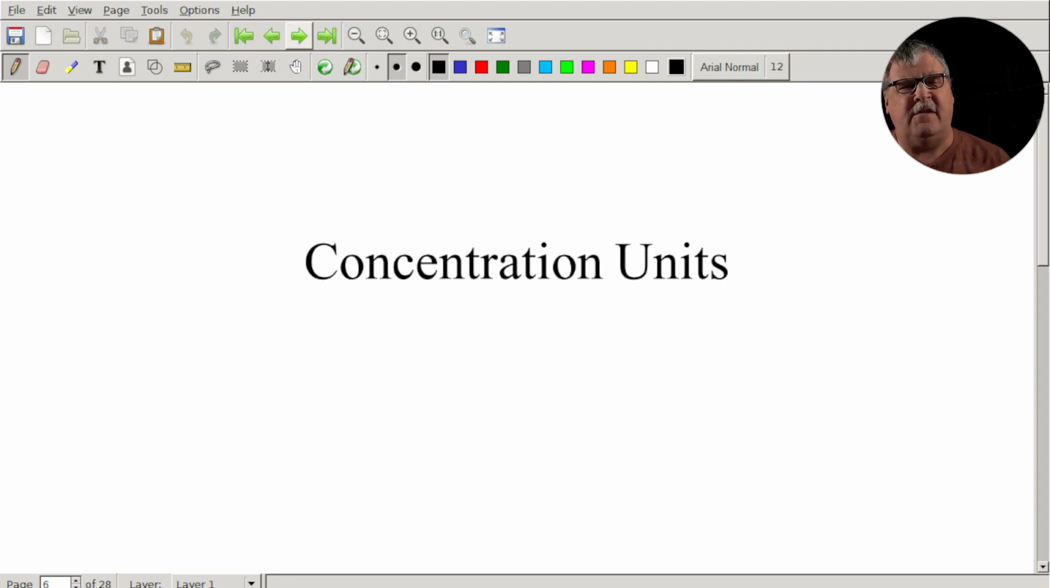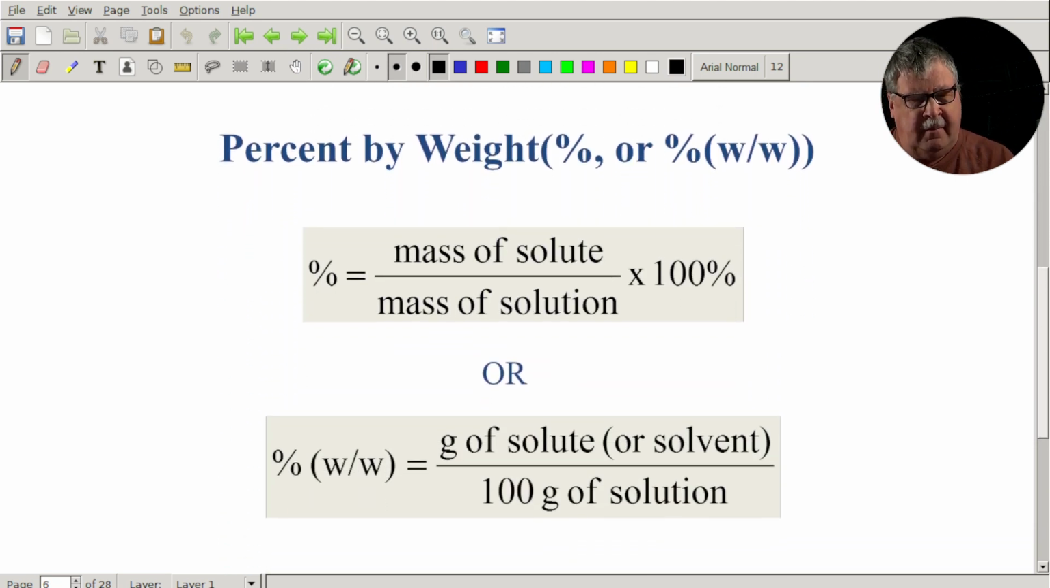But in the context of this chapter, we're going to look at relationships between certain properties of solutions and these concentration units of solute, or in one case of solvent. So let's begin. The first one you have seen before, maybe unknowingly, and that is percent by weight or percent by mass. Basically, you can think of it as the part divided by the whole. That's the way most concentration units work, although there is one exception, as we will see.